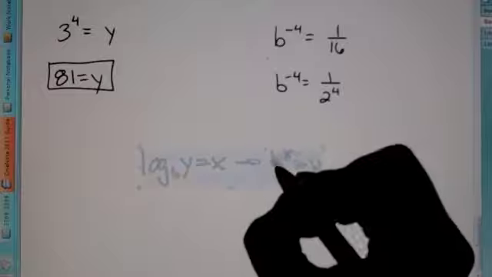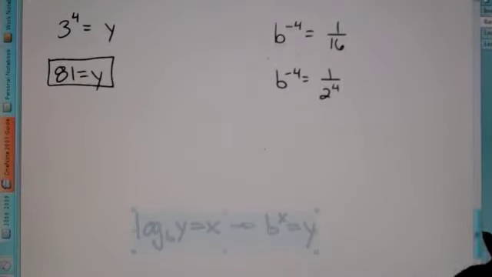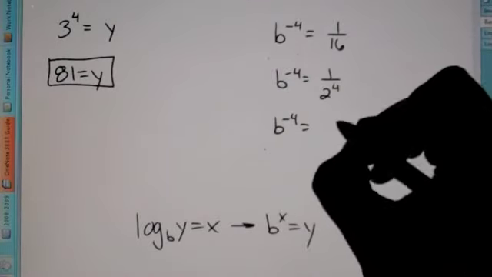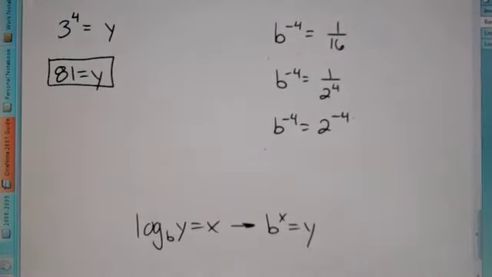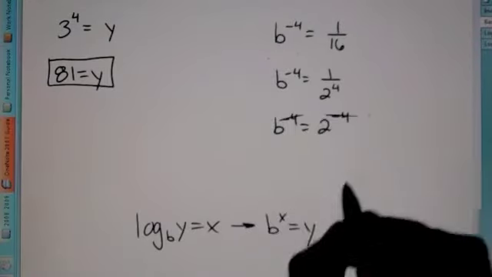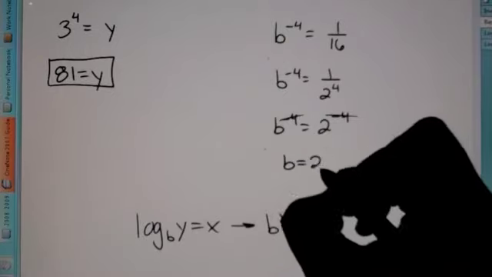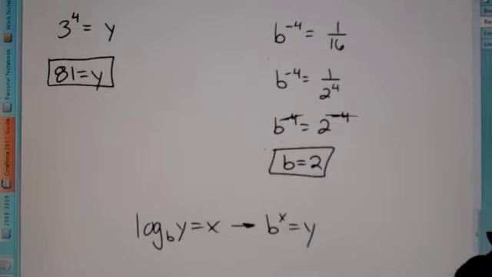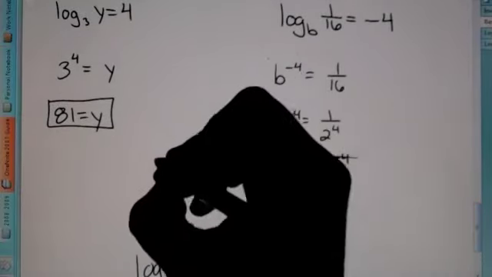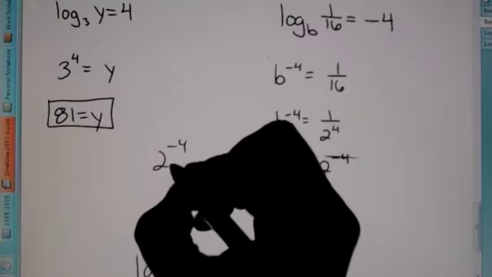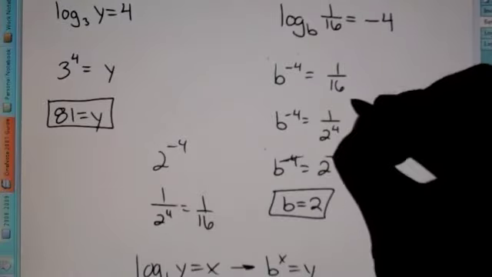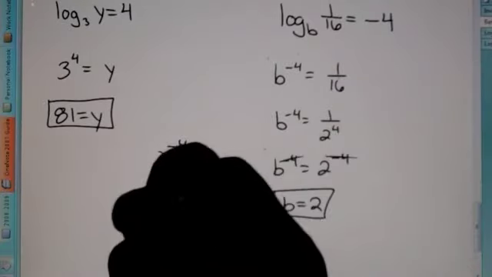But in order to solve for b, we need that 2 in the numerator. So again, just like we did with the other problem, what we can do is move the 2 to the fourth to the numerator by making the exponent a negative. And now that we have both the same exact exponents, we can cross those out. So our final answer is just b is equal to 2. Okay? b is equal to 2. So 2 to the negative fourth, if you want to check your work, you can rewrite as 1 over 2 to the fourth, which is 1 over 16, and that's what we wanted.